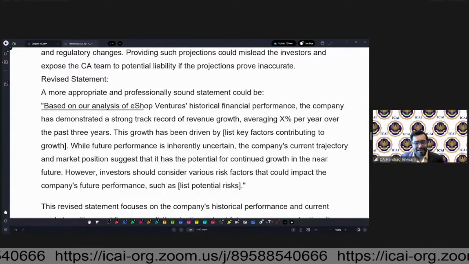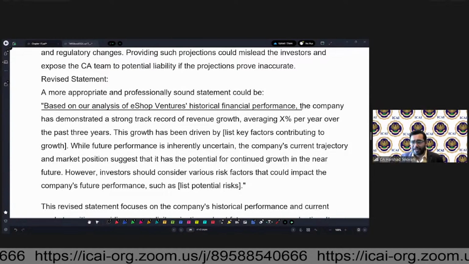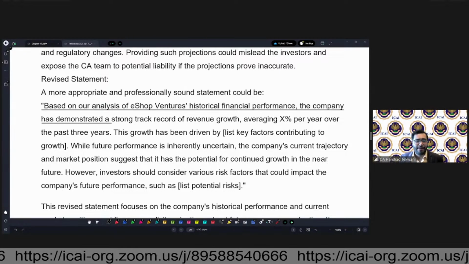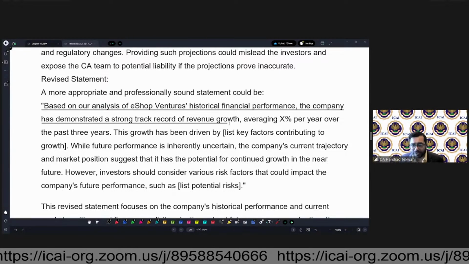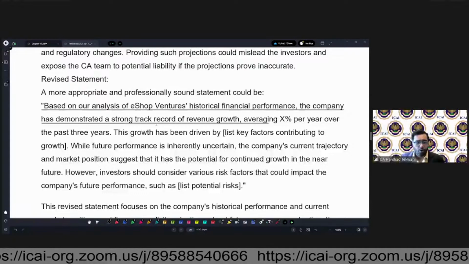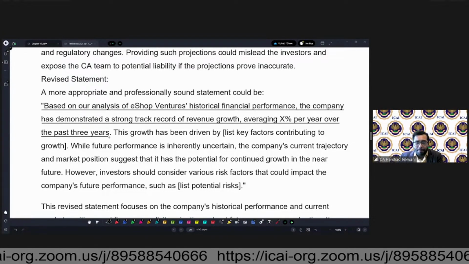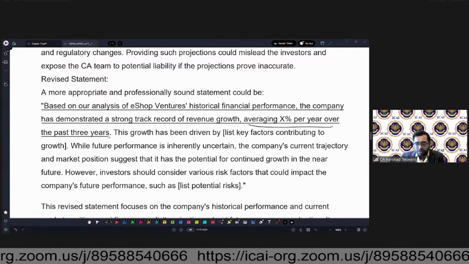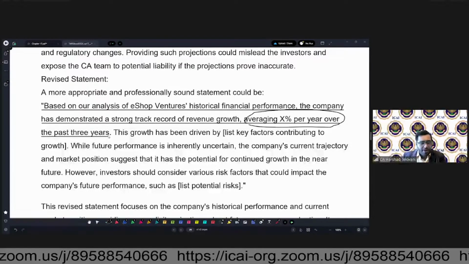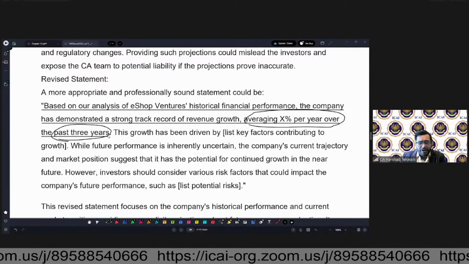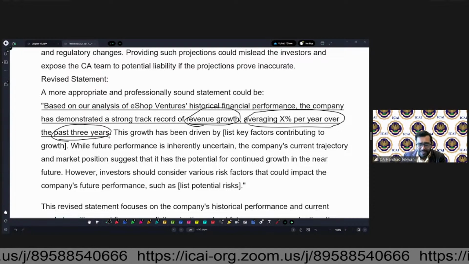So based on our analysis of each venture's historical financial performance, the company has demonstrated a strong track record of revenue growth, averaging X per year over the past 3 years. So here they are talking about the past revenue growth, the average past 3 years revenue growth. So this is based on past data.